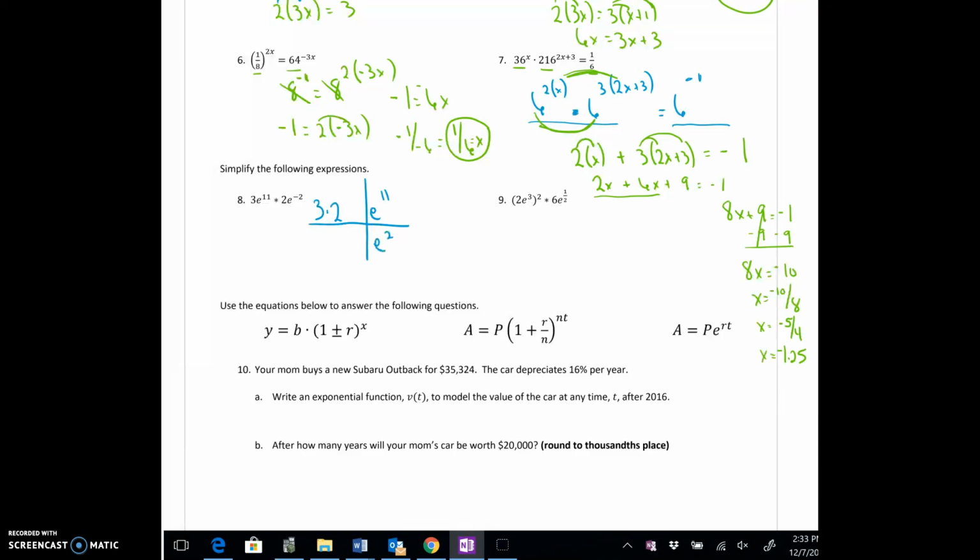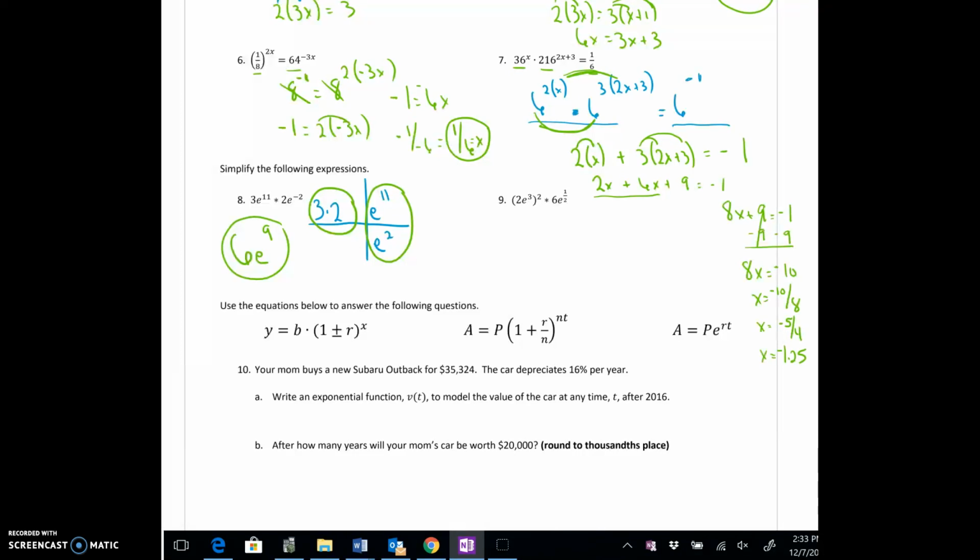And now what we're going to do is just clean up each house. So in this first house, 3 times 2 is 6. In the second house, I should subtract those exponents, so I get e to the 9th, and since more e's are on the top to start with, that is where they will remain. So there's the answer for 8.